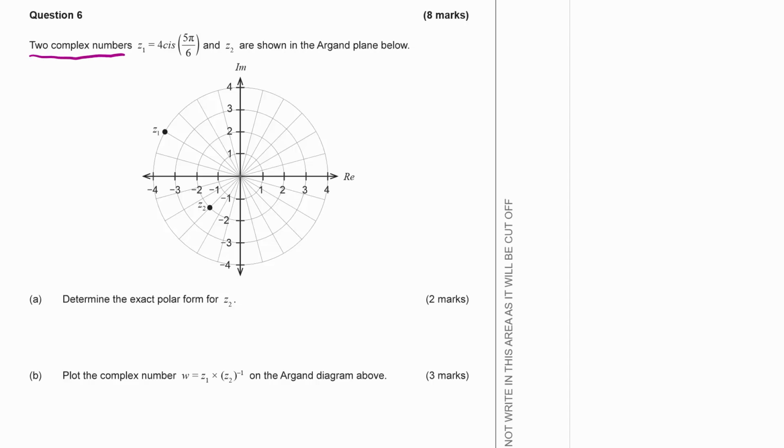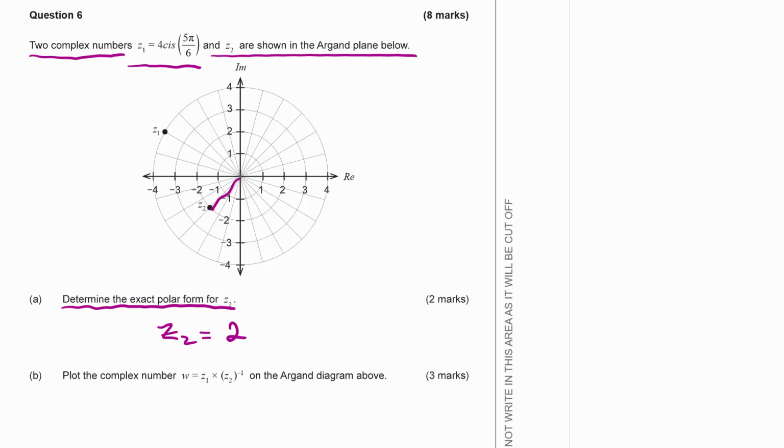Two complex numbers, Z1 is 4 cis 5 pi by 6 and Z2, are shown in the Argand plane below. Determine the exact polar form for Z2. So Z2 is just here. We can see that the modulus is 2.